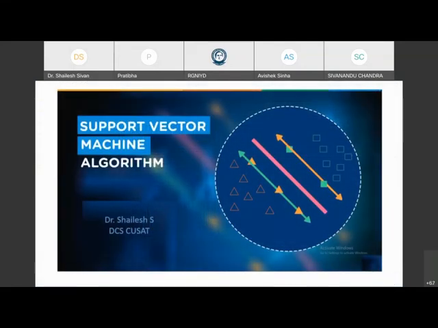Okay, so now we are going to have a very brief and very quick discussion regarding the support vector machine algorithm, which is a classification algorithm. This can also be used for regression techniques.